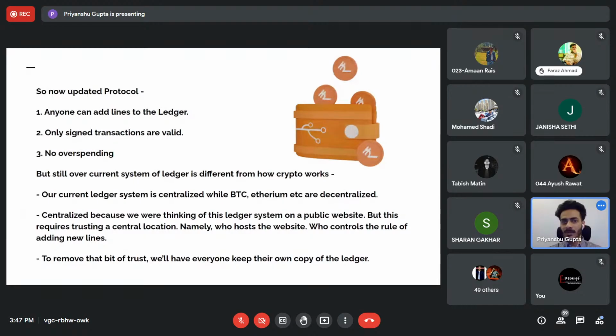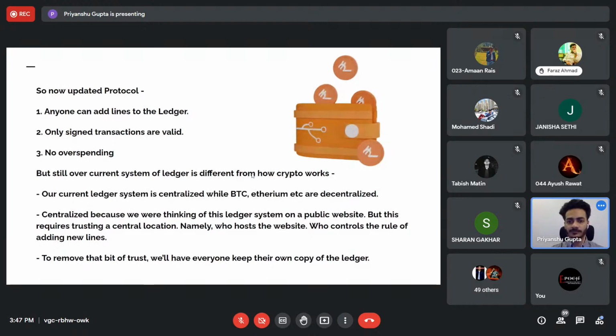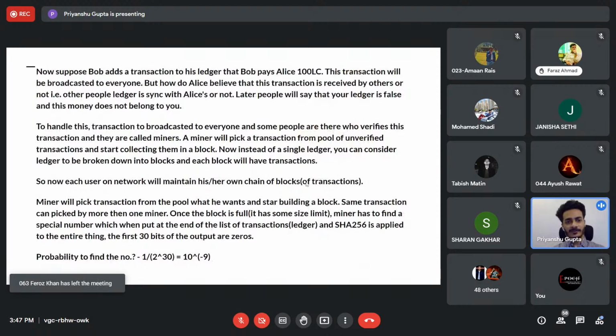Now moving further here. Suppose Bob adds a transaction to his ledger that Bob pays Alice 100 LC. As soon as we add a transaction to this ledger, that transaction will be broadcasted to every node, to every computer.